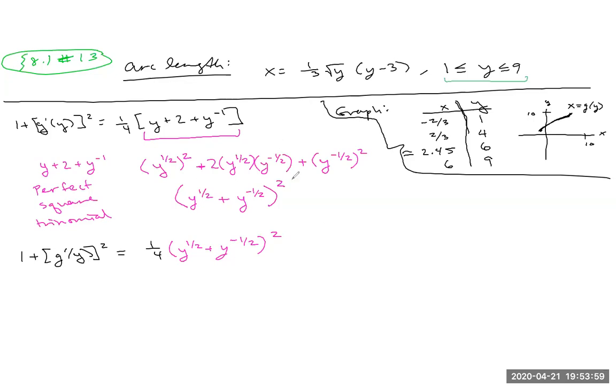So then we're actually ready to find our arc length. This means L is equal to the integral from 1 to 9. Remember we had the square root of 1 plus g prime squared. So that's the 1/4 times the quantity y to the 1/2 plus y to the negative 1/2 squared, dy.